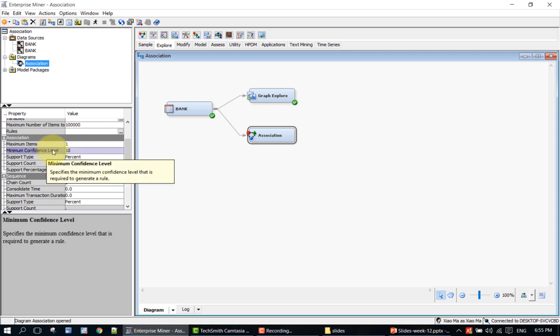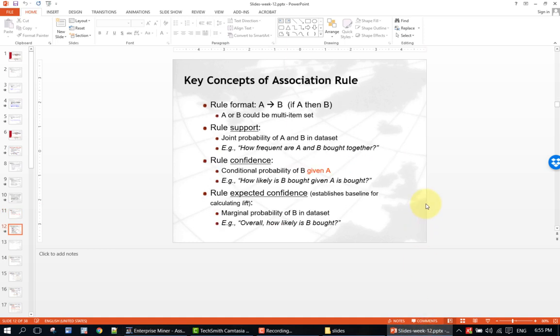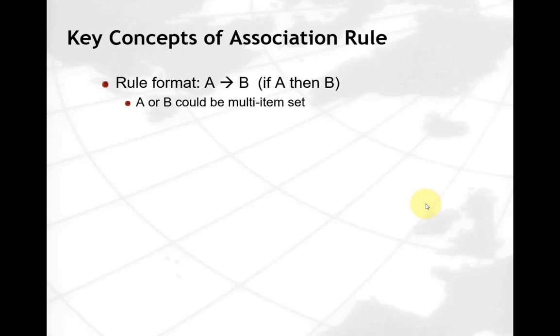And minimum confidence level. What is confidence? Let me talk a bit about that. So a rule takes this format: if antecedent then consequent, if A then B. That means if you have knowledge that this customer or this transaction, this basket or this purchase, this order, whatever, contains a product or a service A, then what else tends to be in the same purchase order? So there's an order here. A and B cannot be switched, otherwise it changes the story, right?